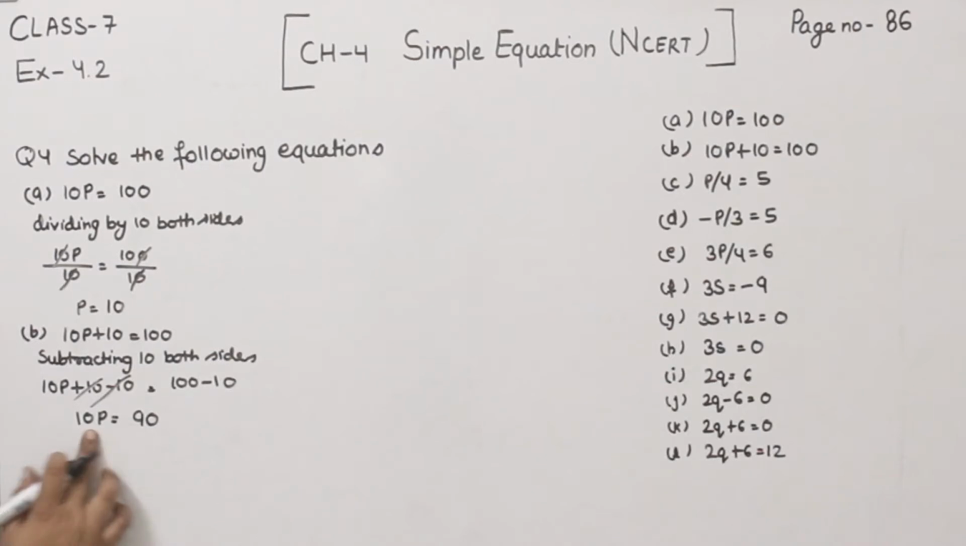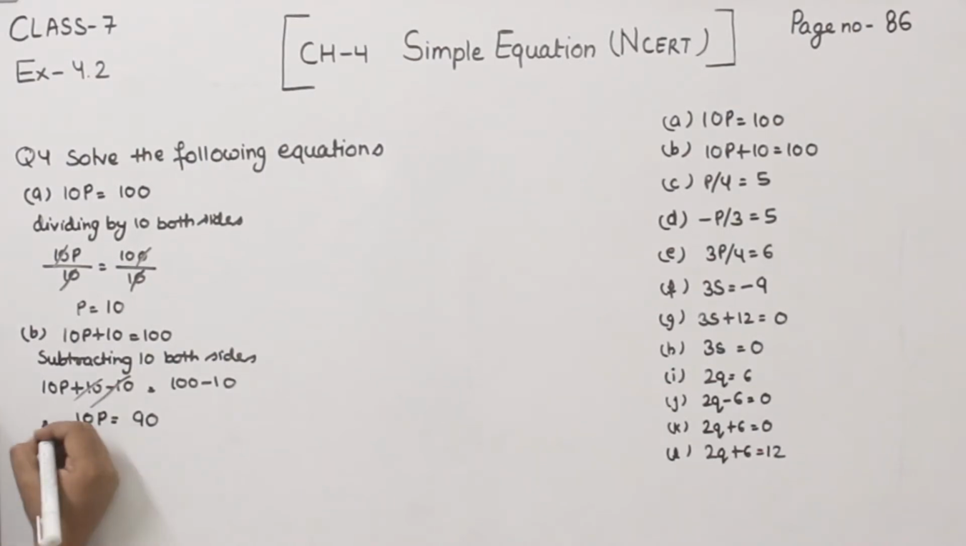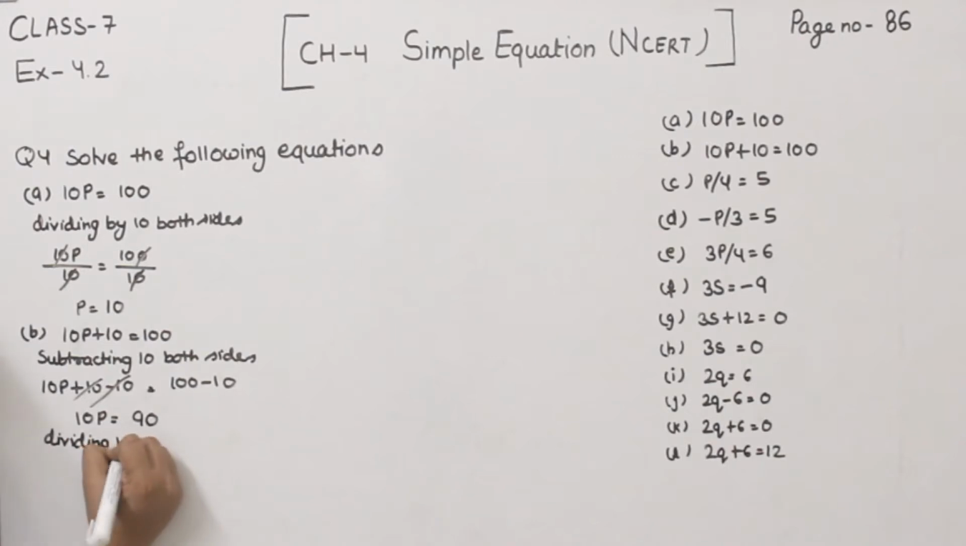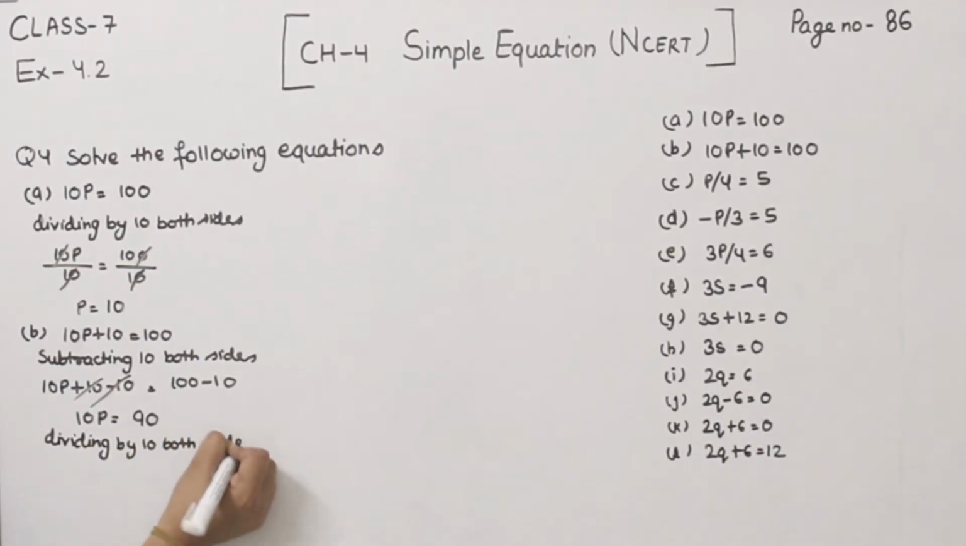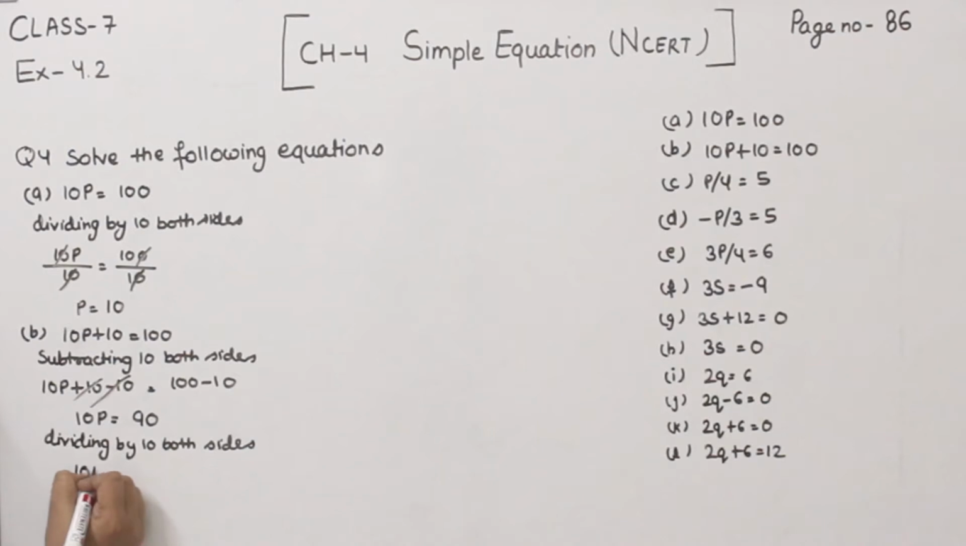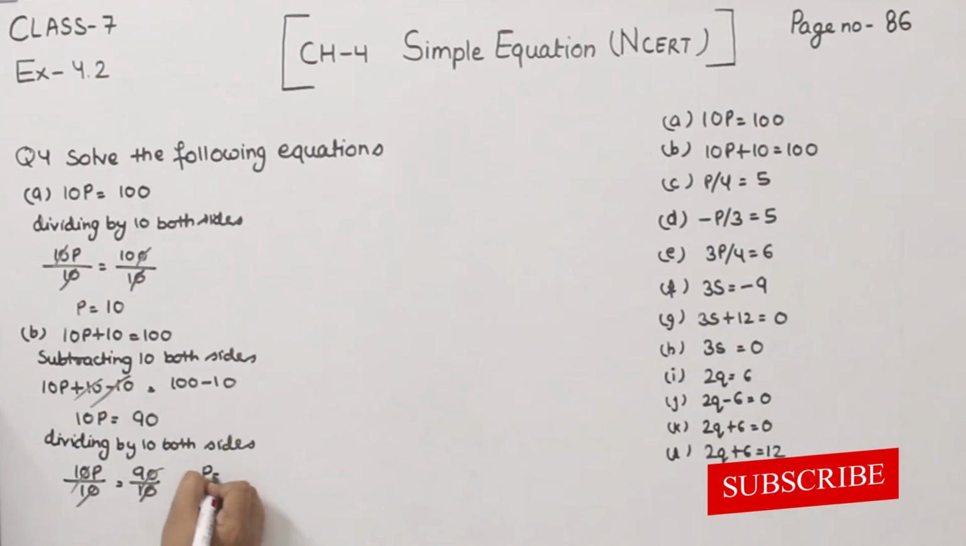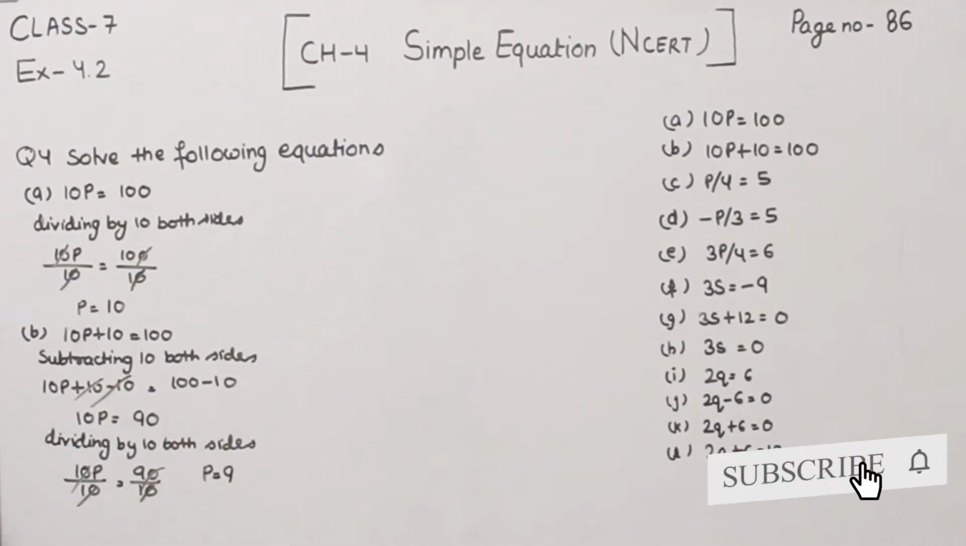Now for removing this 10, we will divide it by 10. Dividing by 10 both sides. Now 10p divided by 10 and 90 divided by 10. Cancelled. So the p is equal to 9.